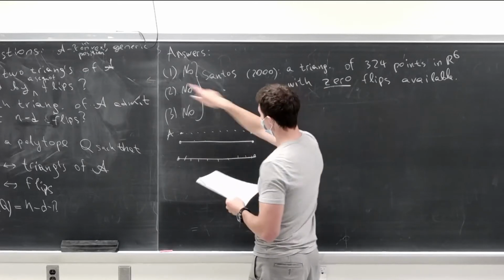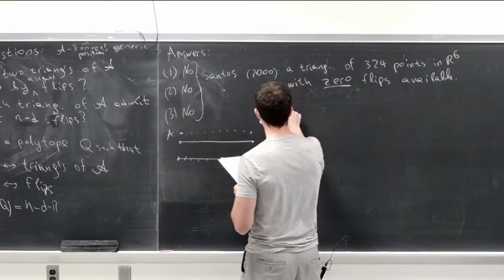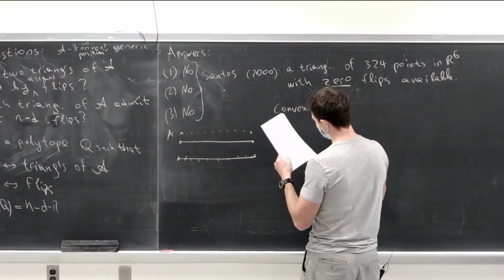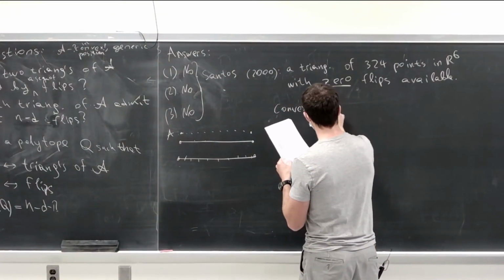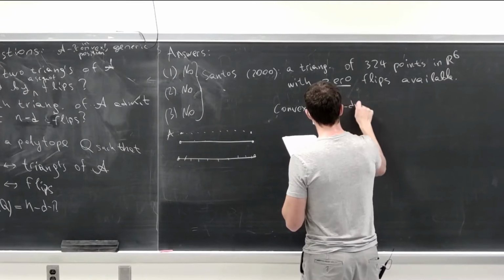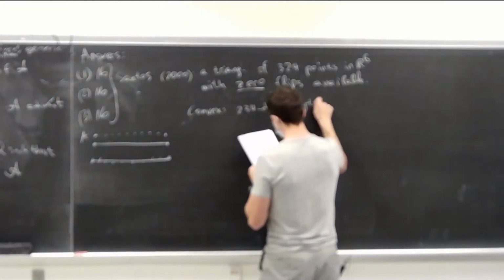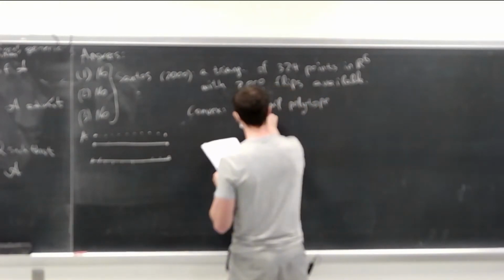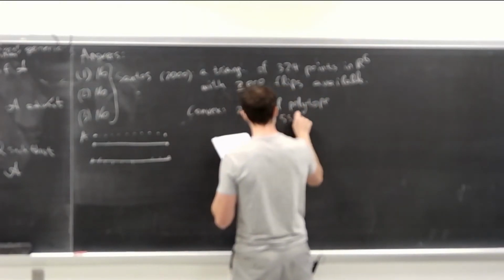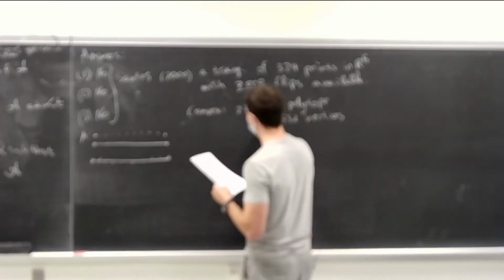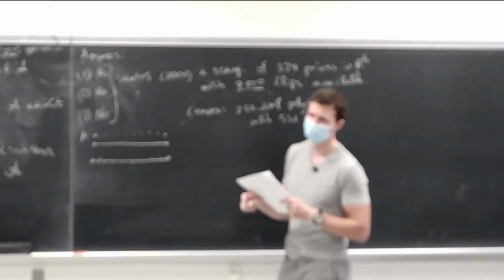And if you want convex, there is a 234 dimensional polytope with 552 vertices, which also has a triangulation that's isolated.